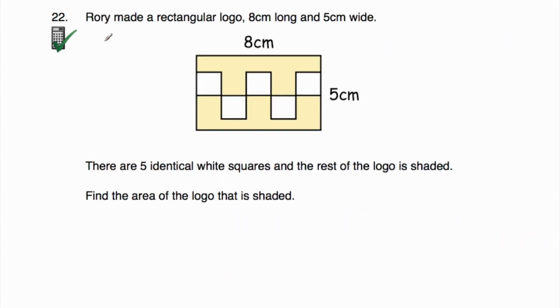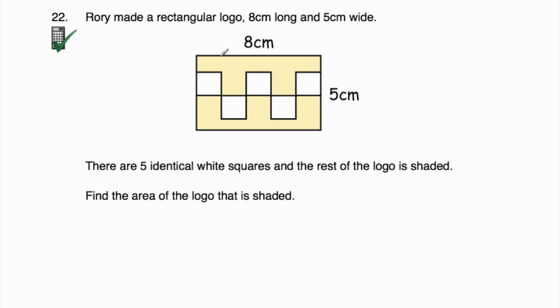So question number 22. Rory made a rectangular logo which is 8 centimeters long and 5 centimeters wide. And there are 5 identical white squares and the rest of the logo is shaded. So we've got these 5 white squares and the rest of the logo is shaded. And we're asked to find the area of the logo that is shaded. So we want to find this shaded area, this yellow area.